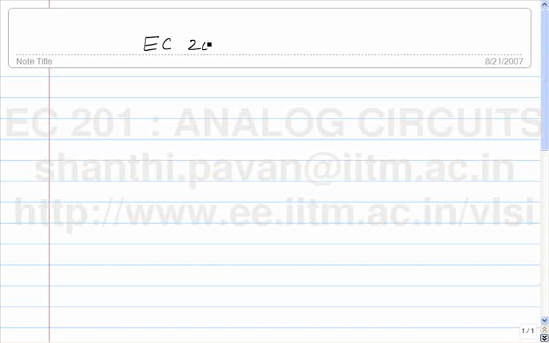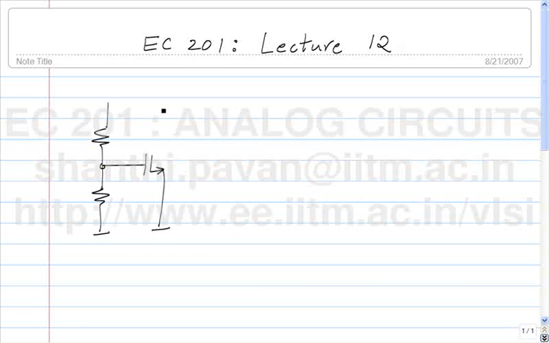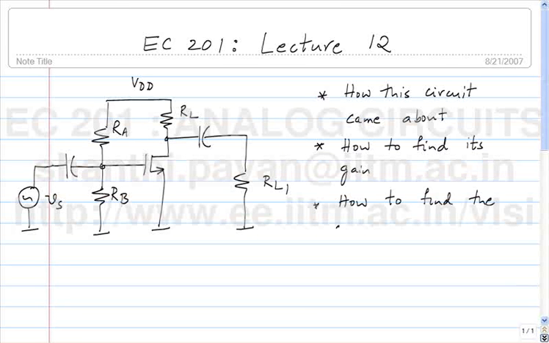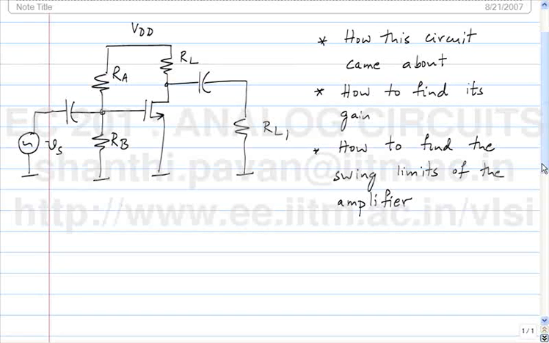EC 201, lecture 12. So for a quick recap of what happened last week, we are at this point where we now understand how this amplifier circuit came about. We know how to find its gain. We know how to find the swing limits of the circuit. Alright, this is what we know.